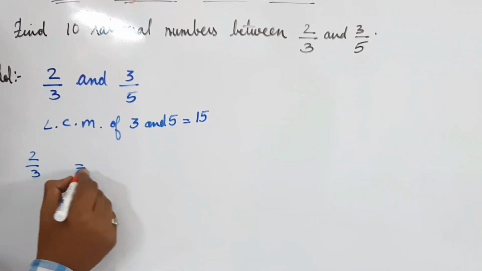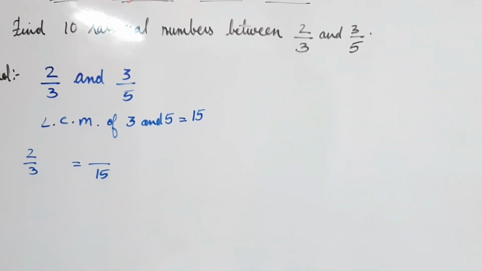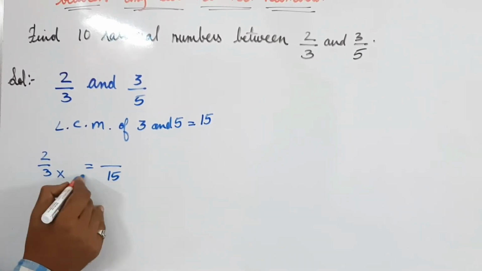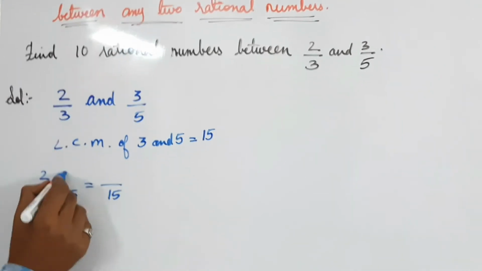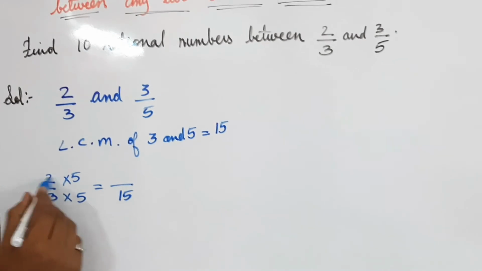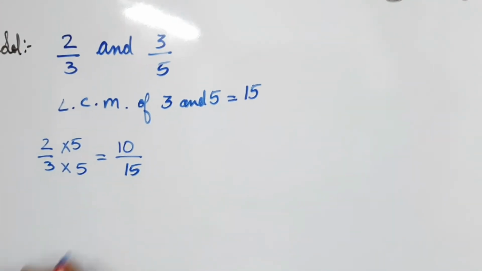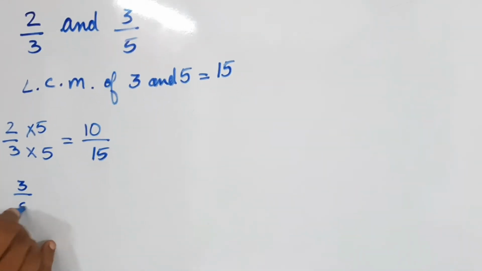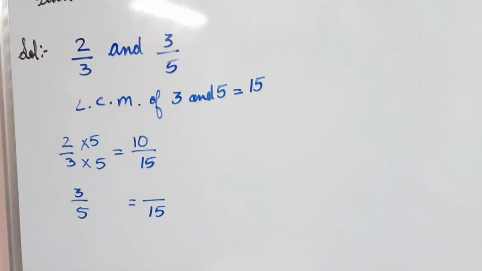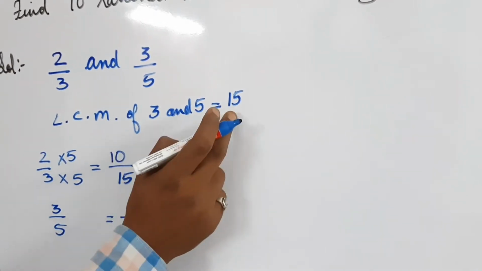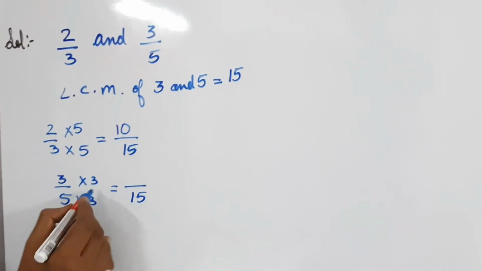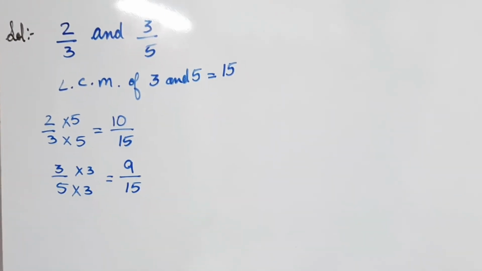2 by 3, leave some gap, by 15. 2 by 3, you write it down, leave some space, by 15. In the table of 3, when will you get 15? 5 times. Numerator and denominator, we need to multiply with the same. 2 5s are 10. What is the next rational number? 3 by 5, again leave some space. Denominator is 15. Why 15? Because the LCM is that. In the table of 5, multiply 3 times. 3 3s are 9.